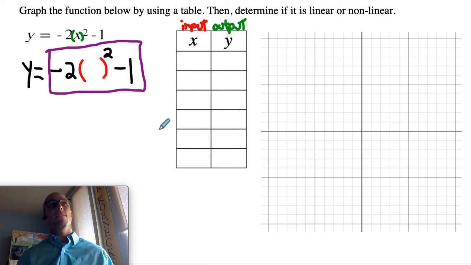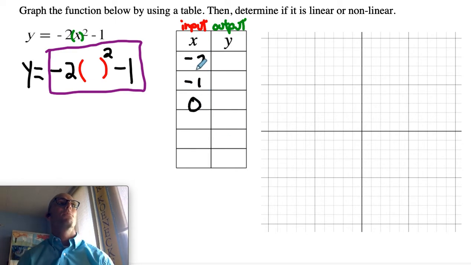So that was really where a lot of the errors came up. So I'm going to whip through this kind of quick now. Again, I'm going to pick some inputs, and like we've said, we usually want 0 and then some negatives and some positives. So I'm going to put these in.